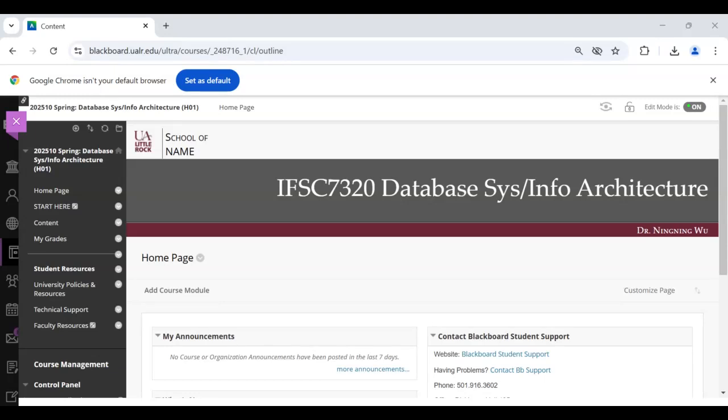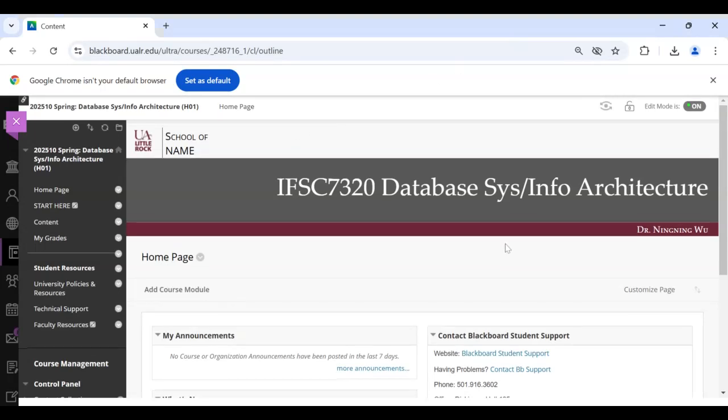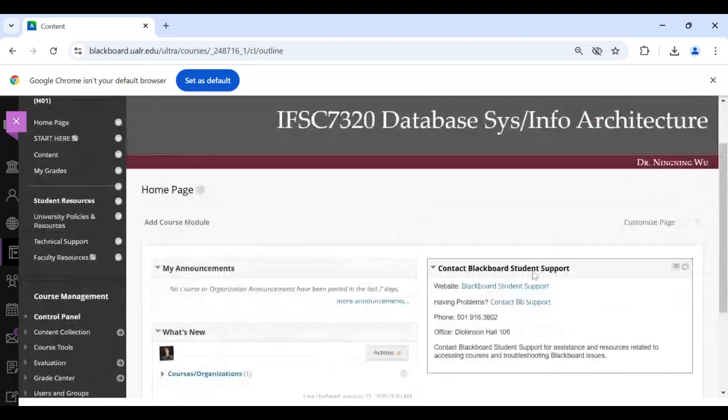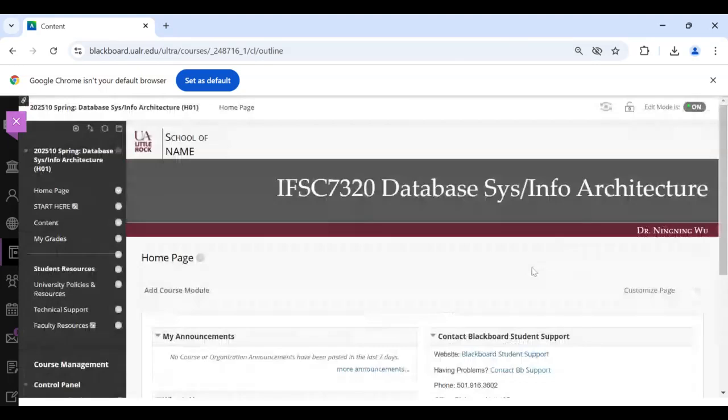Welcome to Information Science 7320, Database Systems and Information Architecture. This is the first page of the Blackboard of the course. We're going to use Blackboard for posting all assignments, all slides, and all the materials and information about the class. If you enter the course Blackboard page, then you go to the content.